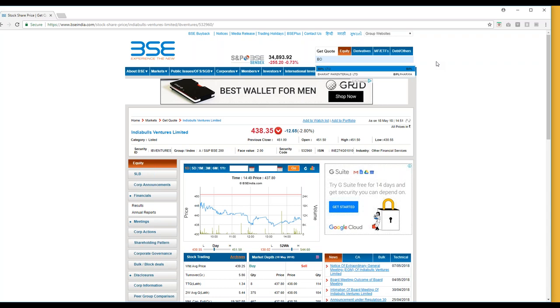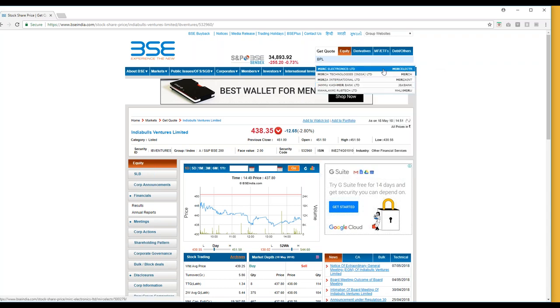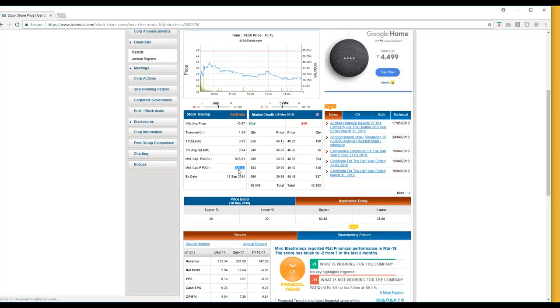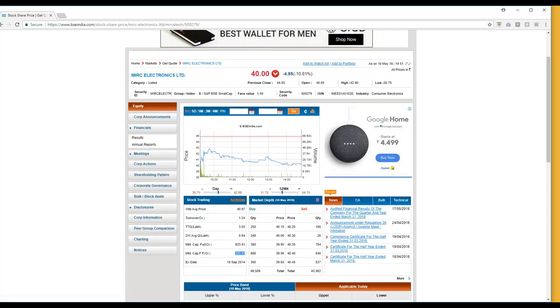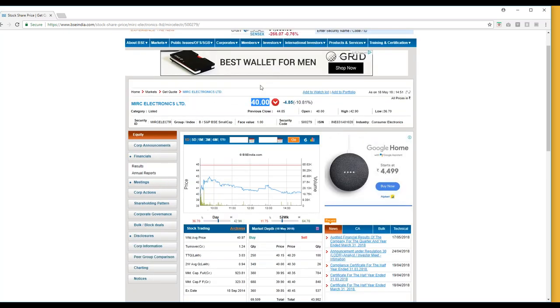Okay, let's just check BPL. I don't know why it's not showing Merck here. Okay, now it's showing. So the float of Merck Electronic is only 323 crores. This is a very small microcap company. A little demand by any one institution, so few institutions can ramp up the price dramatically.